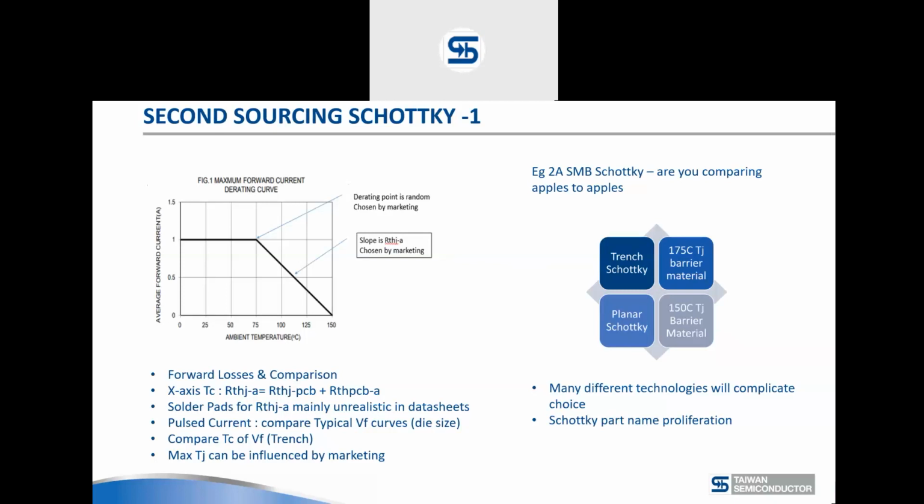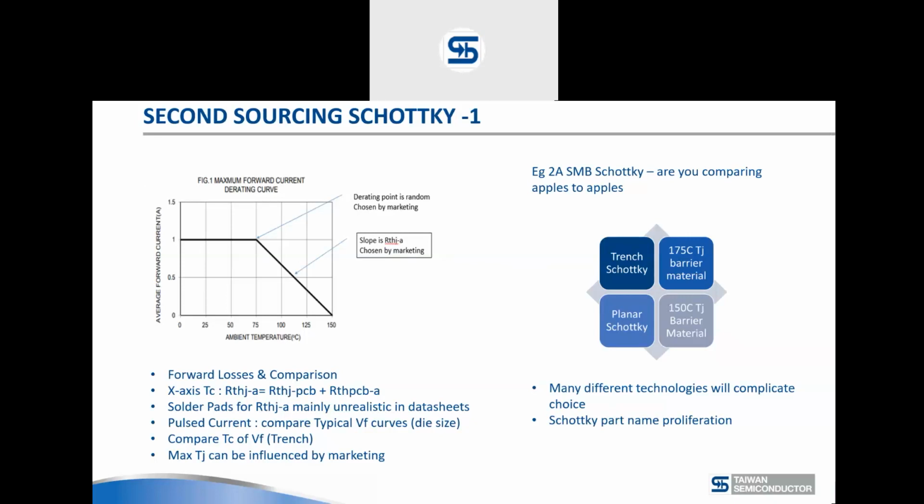Why is it that these derating curves can be not meaningful? Let me explain this to you. This is a 1 amp diode, and you see this derating curve here. There is nothing scientific in this curve. The slope is the thermal resistance of the measurement setup, which is chosen by marketing. And the derating point is also random, and it's also chosen by marketing. So if you're second sourcing a Schottky diode or any rectifier, saying I have a 2 amp and the other one is also 2 amp is not always the best way to go forward. It might get you some misleading results.